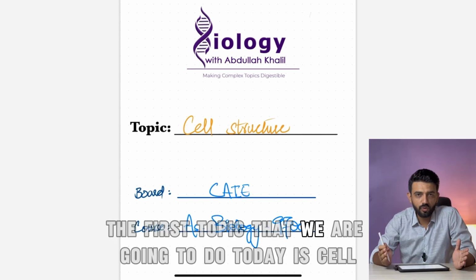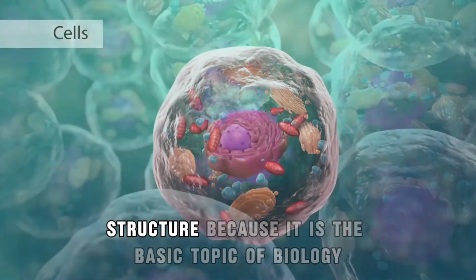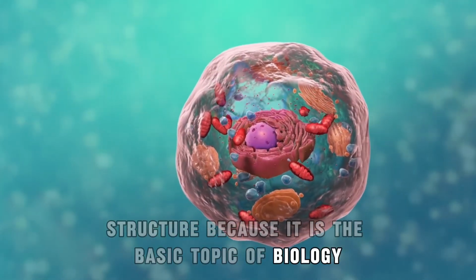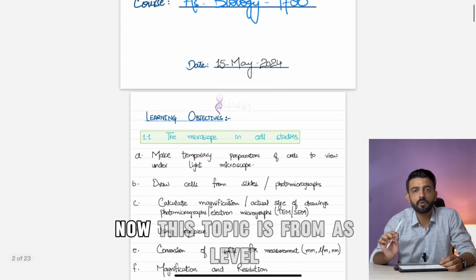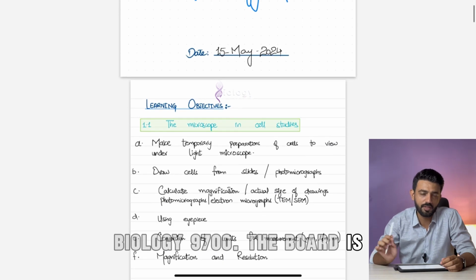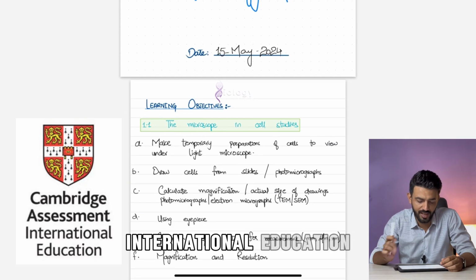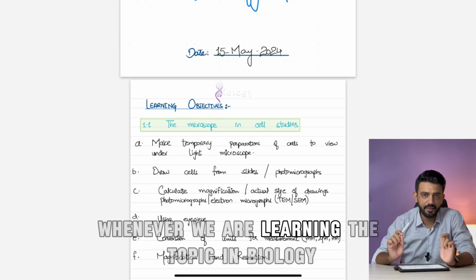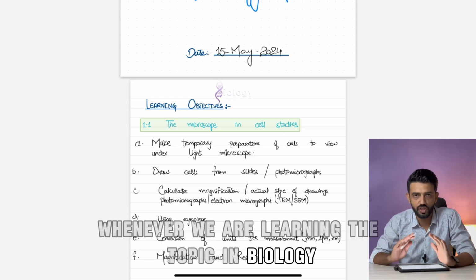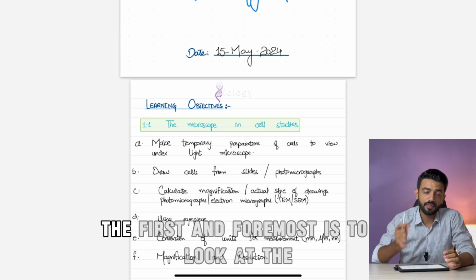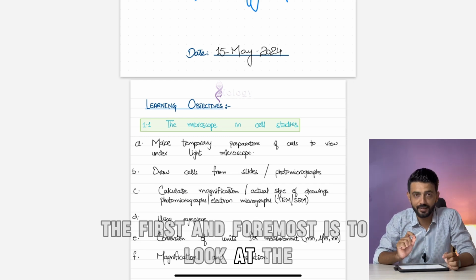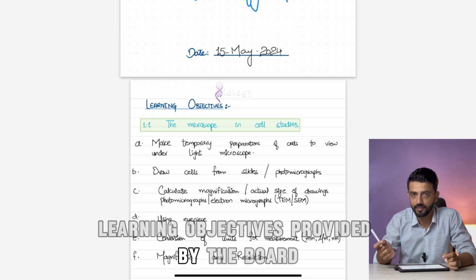The first topic that we are going to do today is cell structure because it is the basic topic of biology. Now this topic is from AS level biology 9700, the board is Cambridge Assessment International Education. Whenever we are learning the topic in biology or in any other subject, the first and foremost is to look at the learning objectives provided by the board.